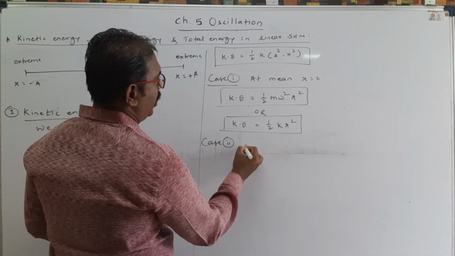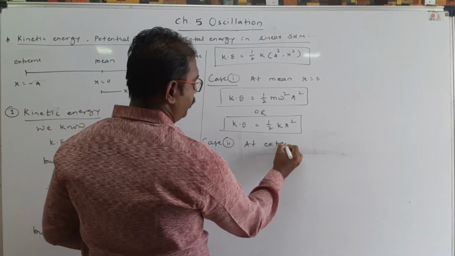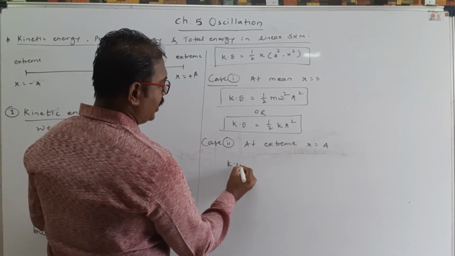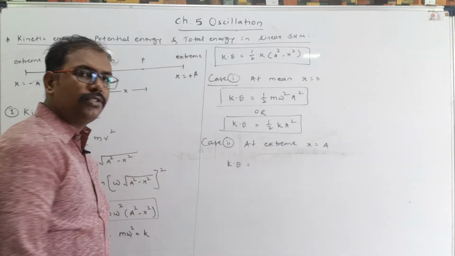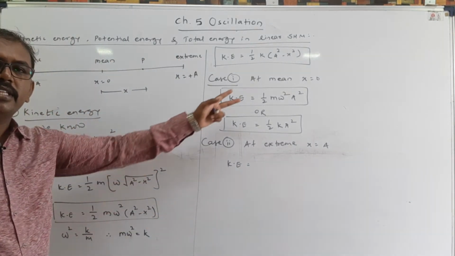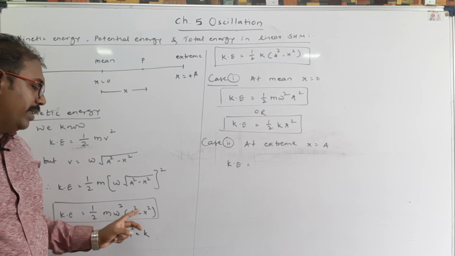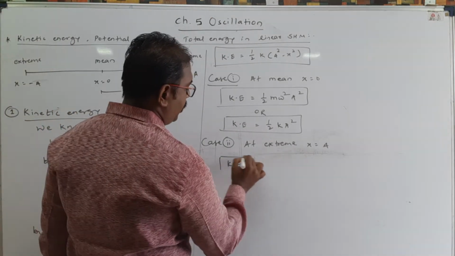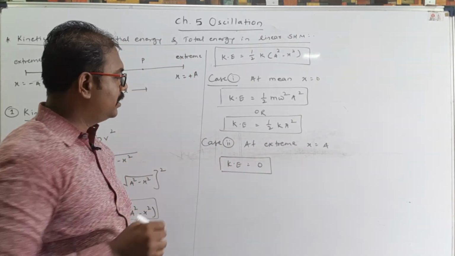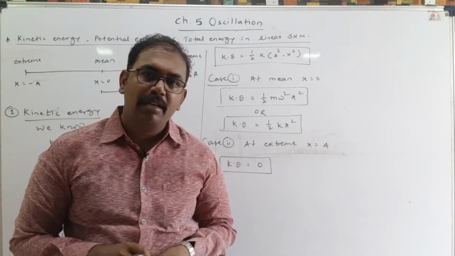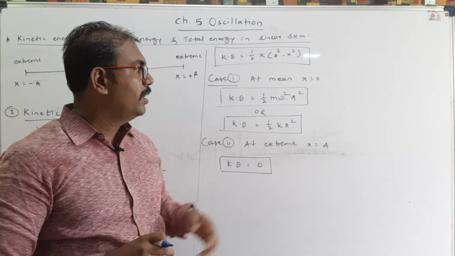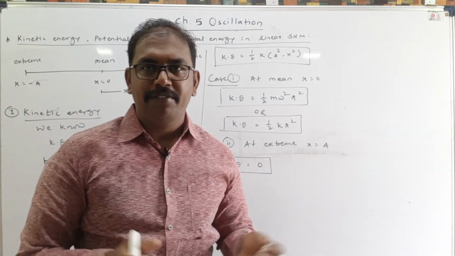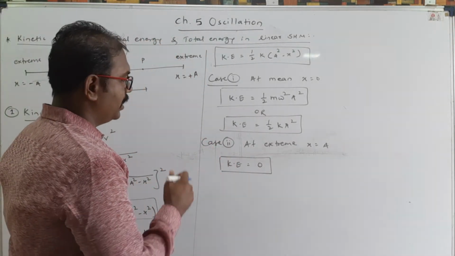Case 2, at extreme, x is equal to a. Hence kinetic energy, if I substitute x is equal to a in this formula or in this formula, a square minus a square is coming 0. So obviously the kinetic energy is coming 0. So kinetic energy is minimum at extreme and maximum at mean. You remember these values because we have to plot a graph at the end, and at that time we require these values.